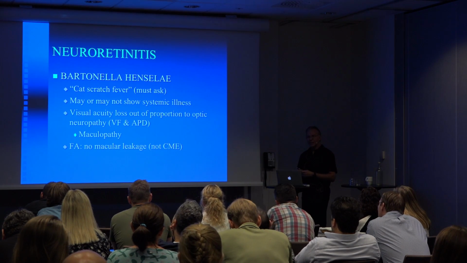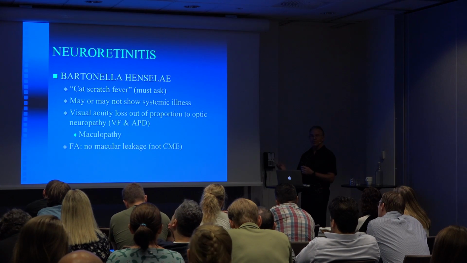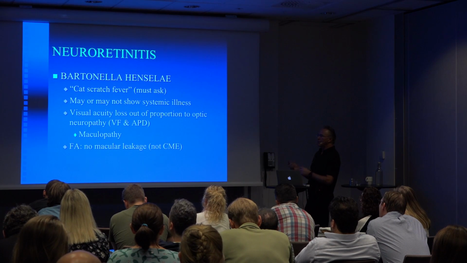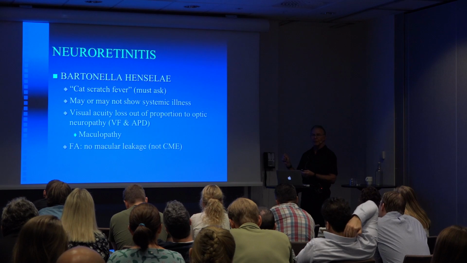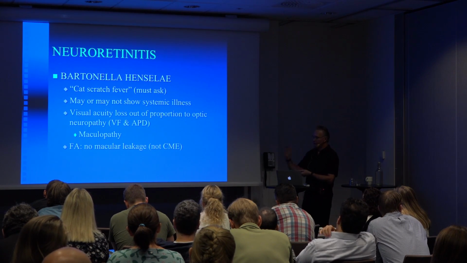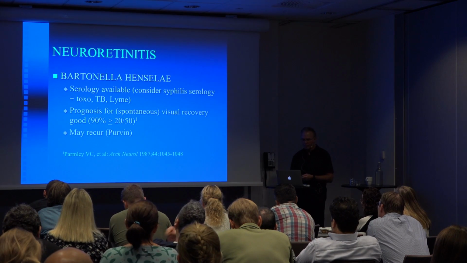The loss of vision in these cases tends to be out of proportion to the amount of optic nerve disease, because a lot of the loss of vision in these cases is the macula. They've got all this exudate in the macula. So you may have a 20/400 or count fingers lesion and only a minor relative afferent pupillary defect because of that. And if you did fluorescein angiography on the macula, it's not cystoid macular edema, it's exudate there.